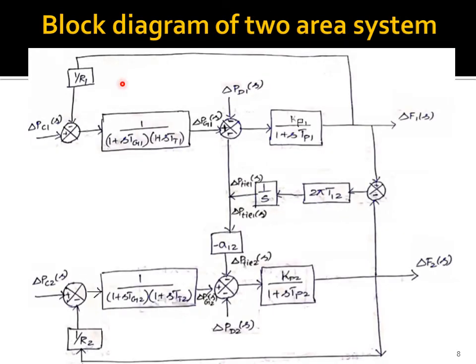Under dynamic condition, we have assumed both the areas are identical. So area 1 is identical to area 2. That means we will not have R1, R2. All the values will be R. And we have assumed our time constants Tg and Tt will be equal to 0. So this block, combination of your governor and turbine block will be equal to 1. Similarly, this block will also be equal to 1.